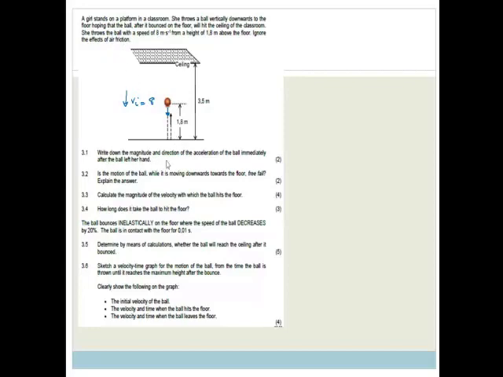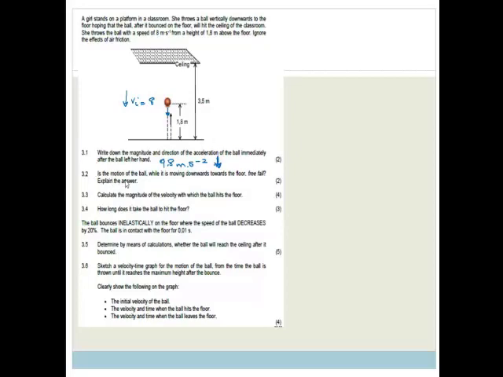Write down the magnitude and the direction of the acceleration of the ball immediately after the ball left her hand. Well, what is the only force that's acting on this ball, other than air friction, which we're ignoring, after the ball has left her hand? Well, the only force acting on it is gravity. So the magnitude and the direction of the ball's acceleration is going to be 9,8 meters per second squared downwards. In grade 12s, again, you may not just draw the arrow, you need to write the word downwards.